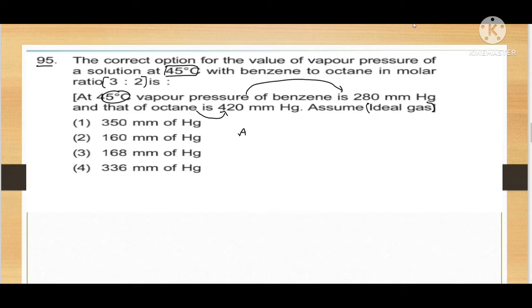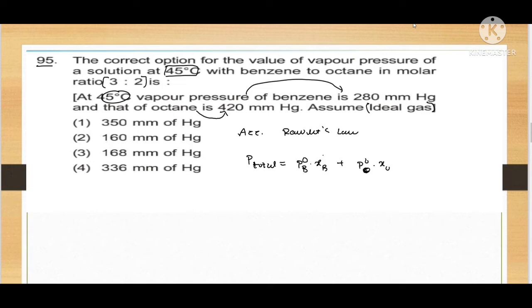We know that according to Raoult's law, here they are asking the total pressure. That means vapor pressure. P total equal to partial pressure of benzene into its mole fraction of benzene plus partial pressure of octane into mole fraction of octane.